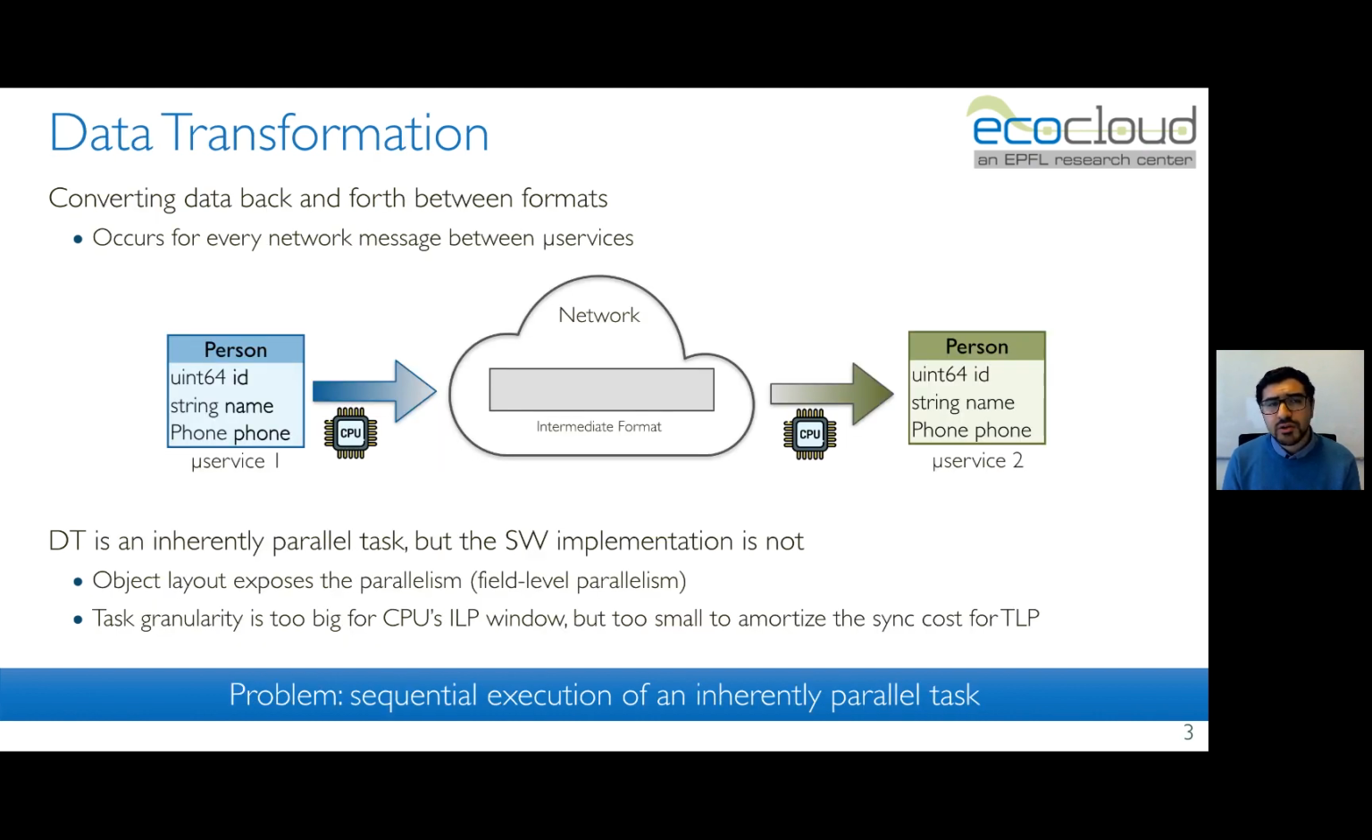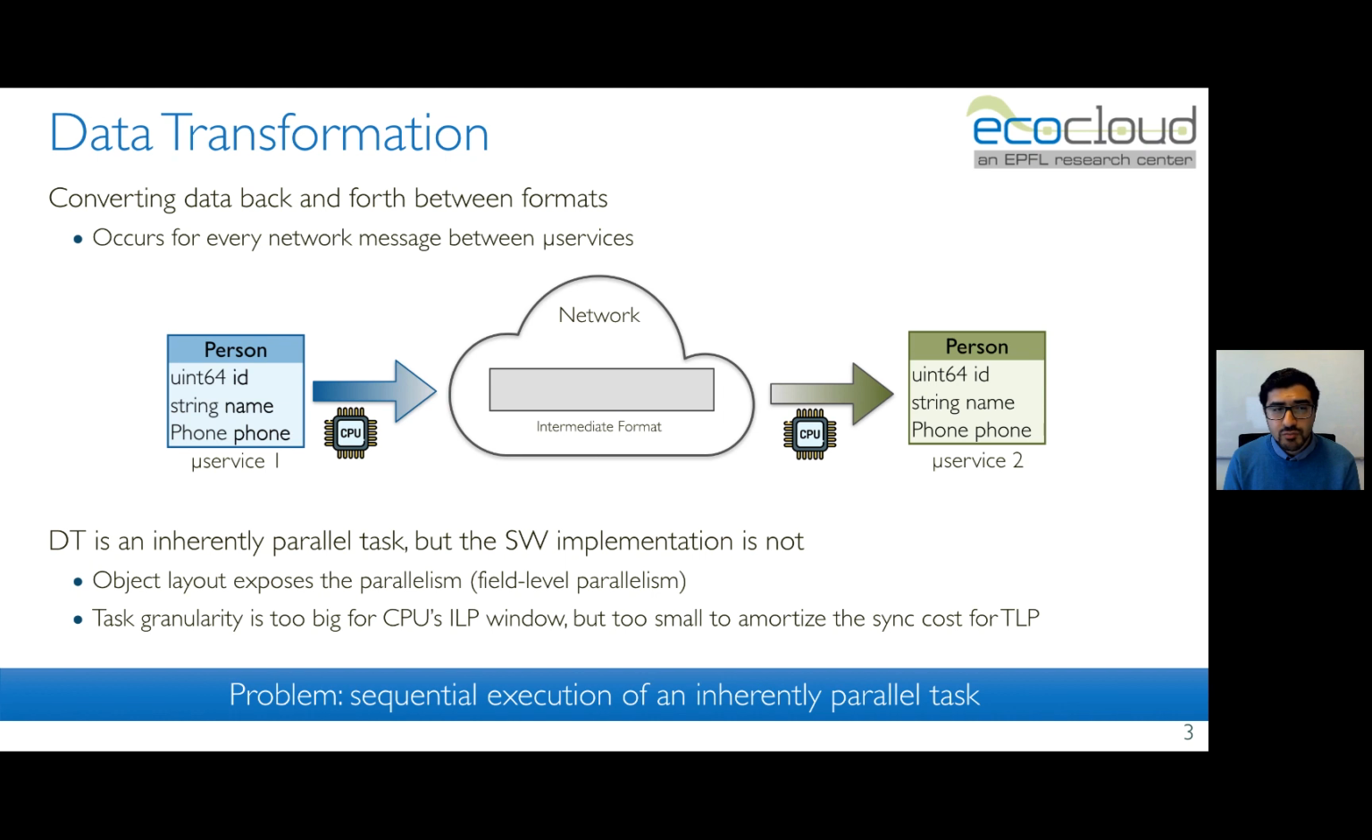DT occurs for every network message between microservices, even between those written in the same programming language, as data has to be flattened on one side and unflattened on the other side. The problem is, while DT is an inherently parallel task, the software implementation is not. As shown in this figure, we have 2 microservices on 2 sides, and microservice 1 wants to send a message to microservice 2, which is written in a different programming language.